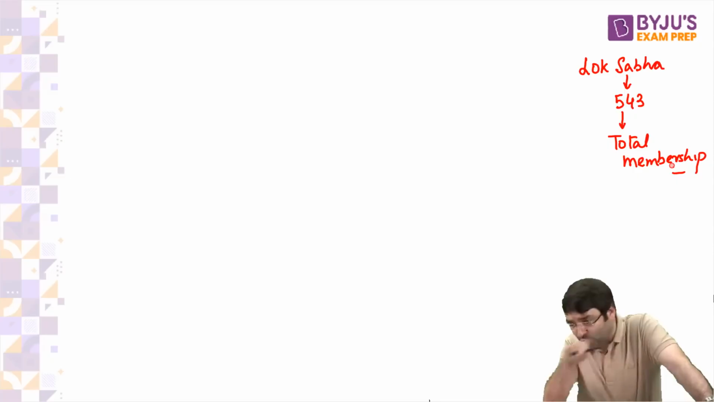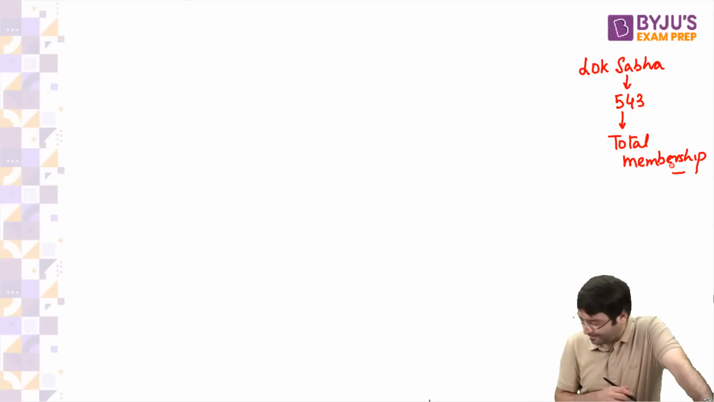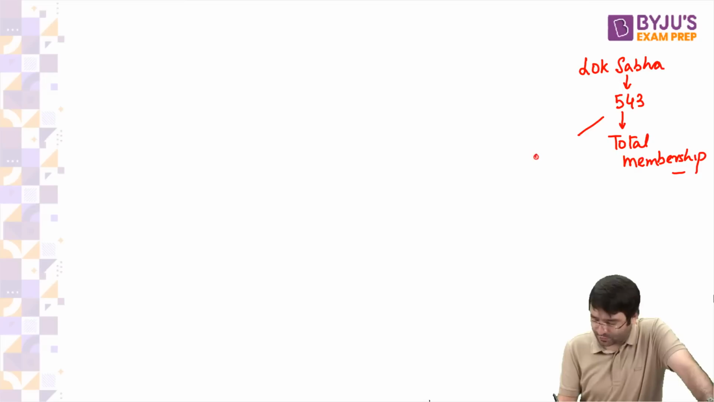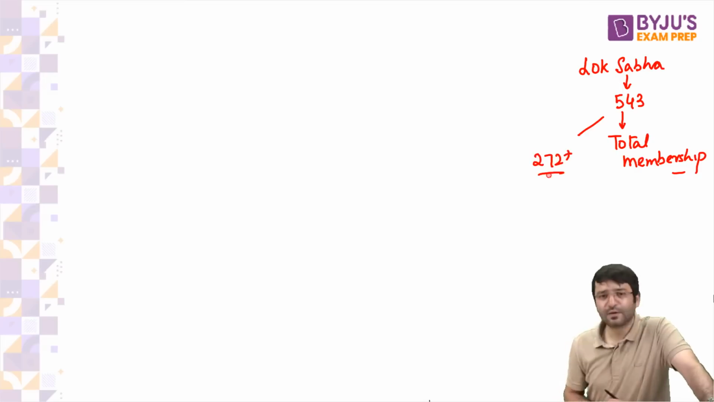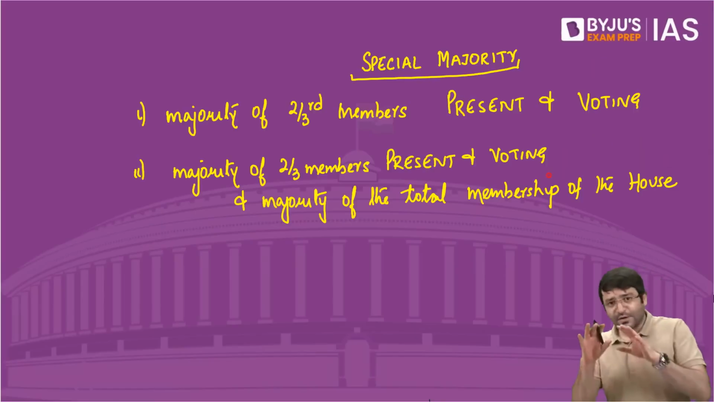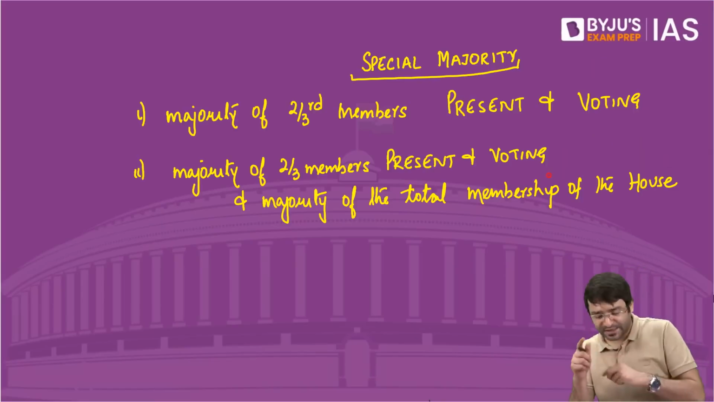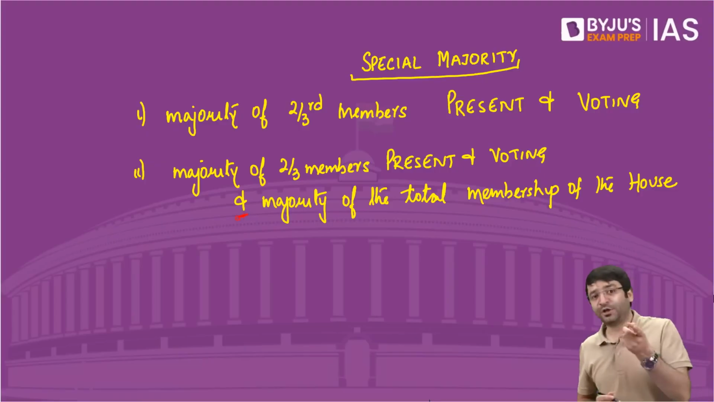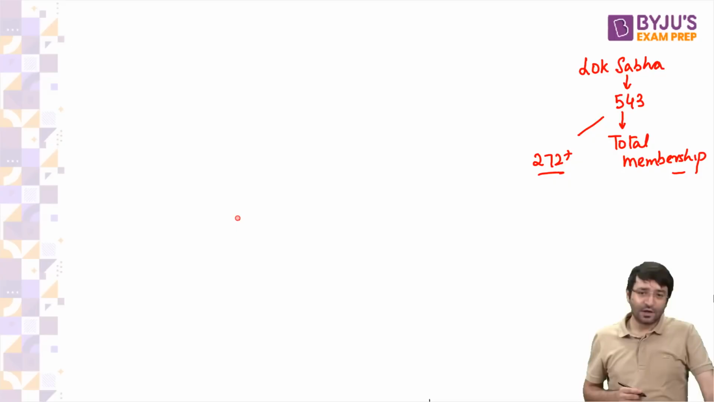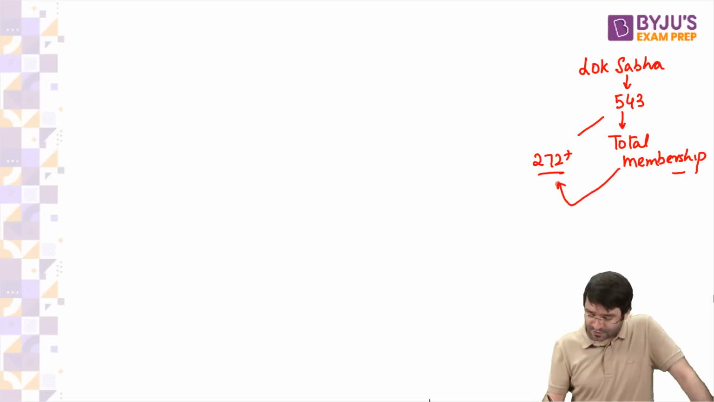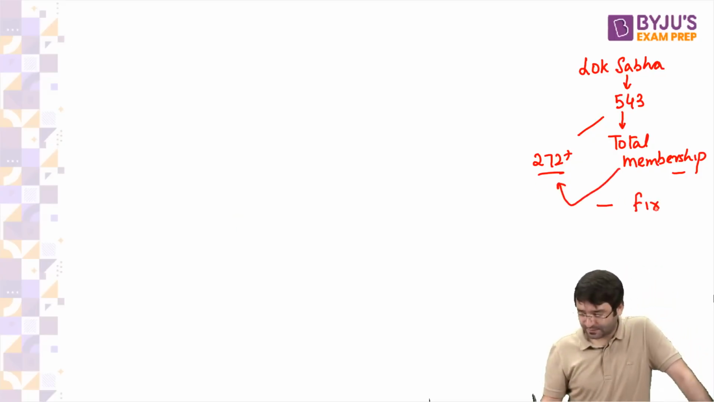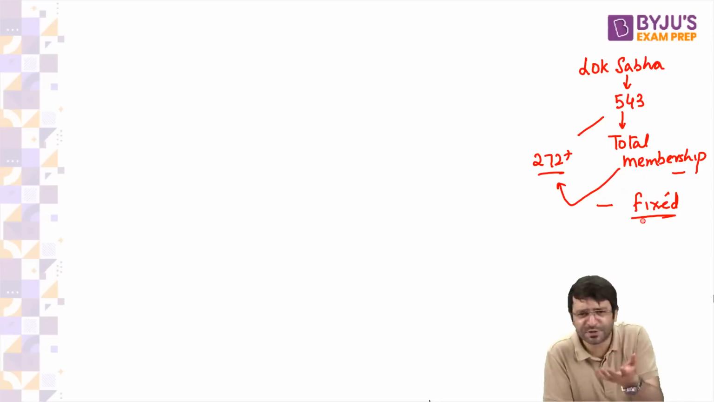What is majority of the total membership? Can you tell me? Very good, 272 plus. That means the second type of special majority is majority of the two-third members present and voting and majority of the total membership of the House. What is the majority of the total membership of the House? This number is always fixed because total membership is fixed.